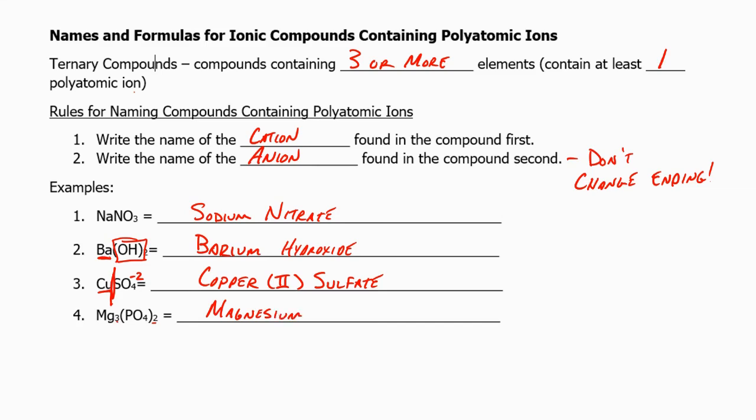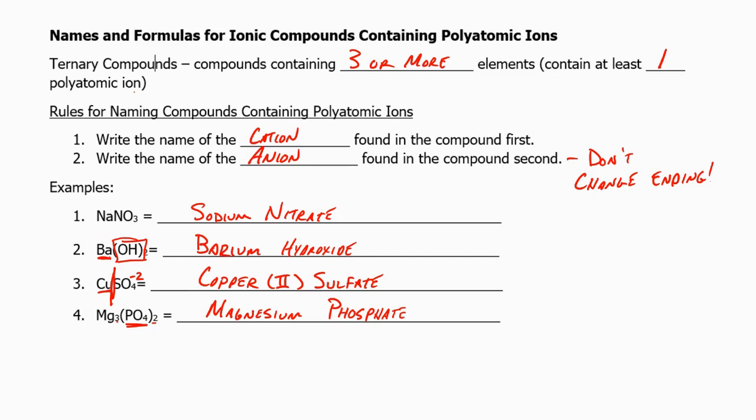And then we look at our commit to memory page to find PO4. And this happens to be phosphate. So this is magnesium phosphate. All right, and this brings us to kind of our last little bit here, which is essentially going the opposite way.